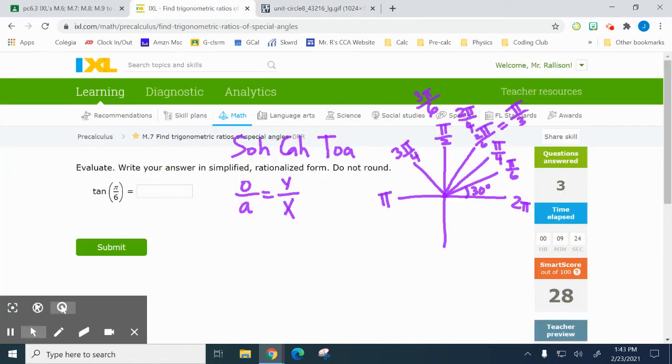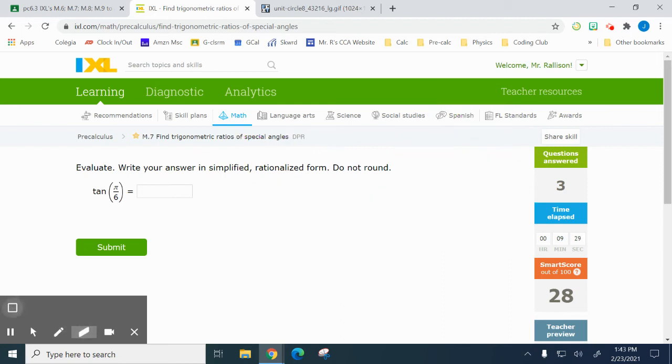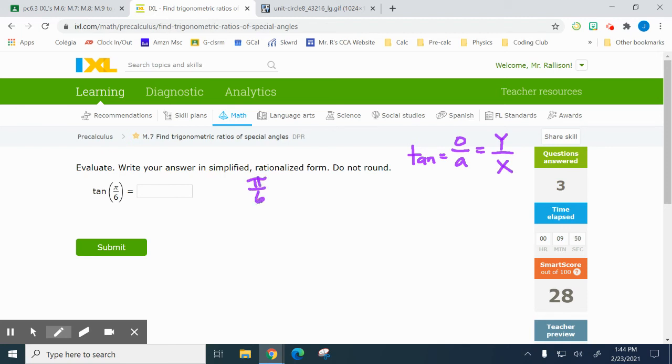All right, so here we go. I'm going to erase all this stuff because we might need a tiny bit of room here. Tangent equals opposite over the adjacent equals y over x. And the coordinates of pi over 6 are, what was it? Square root of 3 over 2, comma 1/2, right?